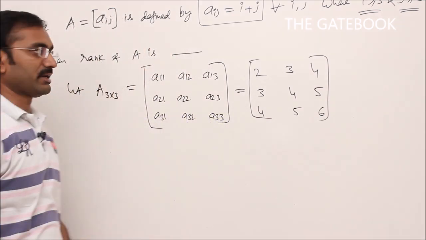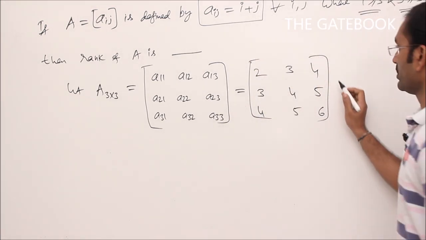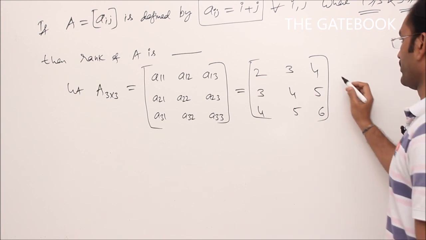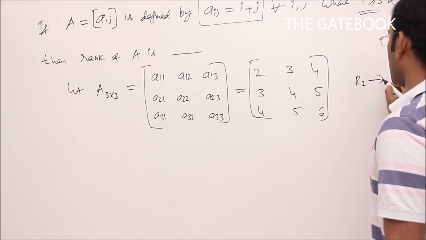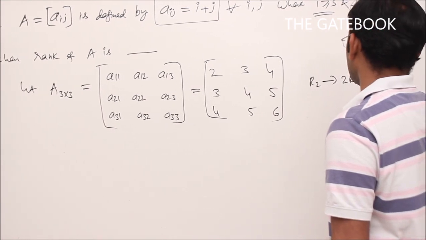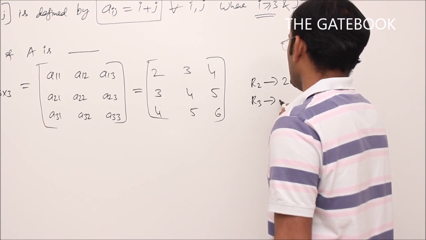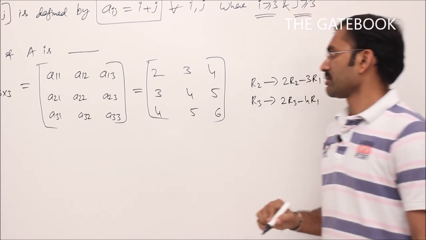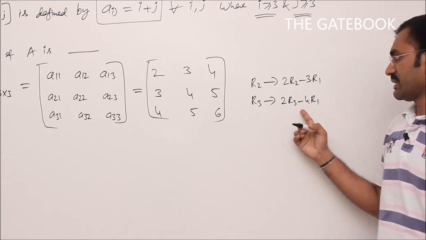Now finding the rank of that matrix. We can do it in two ways: the determinant method or the echelon form method. If we go for the echelon form method, replace R2 with 2R2 minus 3R1 and replace R3 with 2R3 minus 4R1.